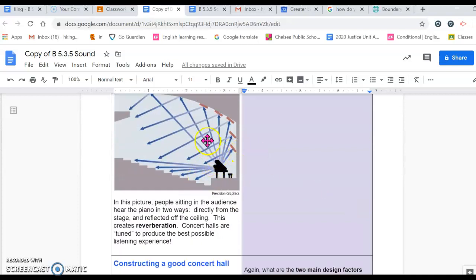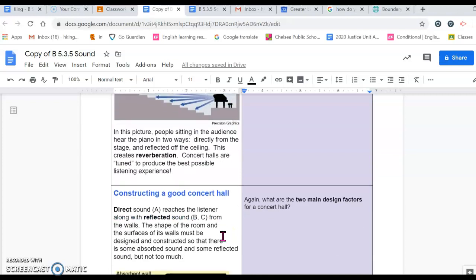Picture here, sound waves bouncing up. Okay. In this picture, people sitting in the audience hear the piano in 2 ways, directly from the stage and reflected off the stage. This creates reverberation. Concert halls are tuned to produce the best possible listening experience.